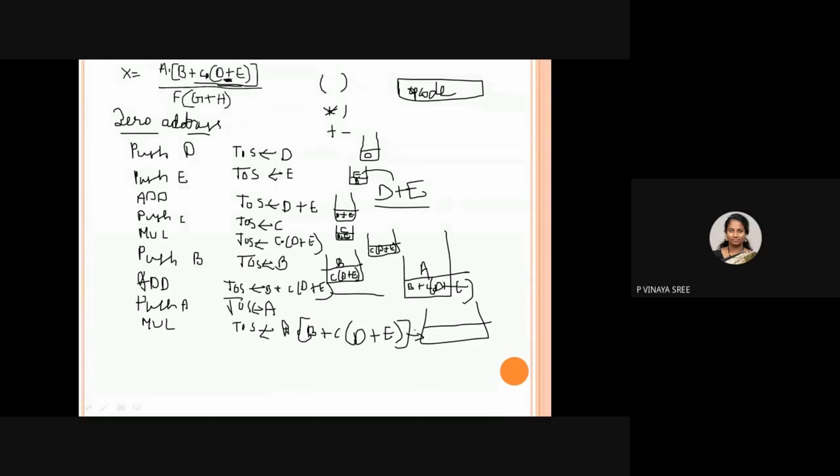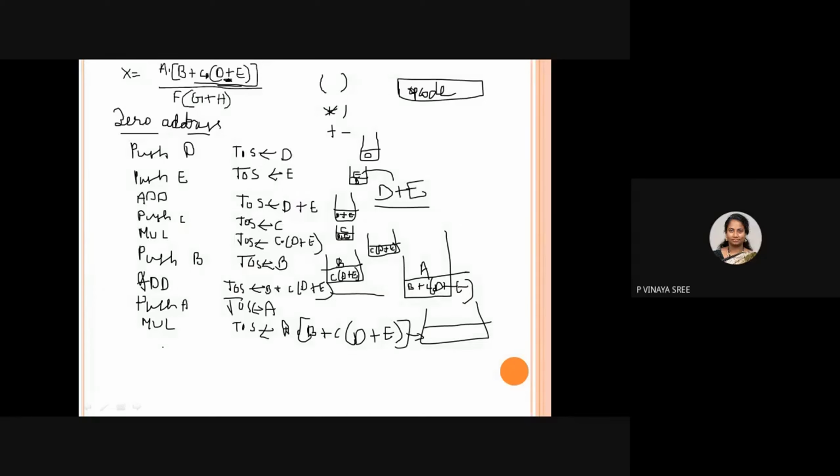Okay. Next step is what, ma'am? Store T. No, no, no. Okay, ma'am. Push G. Yes, see ma'am, I want to give one information. Whenever we are using zero address instruction, keep it in your mind that we'll be using only push and pop, and an opcode in between, so that it performs a particular operation. Whenever you are discussing zero address instruction format, we'll be using only push and pop.